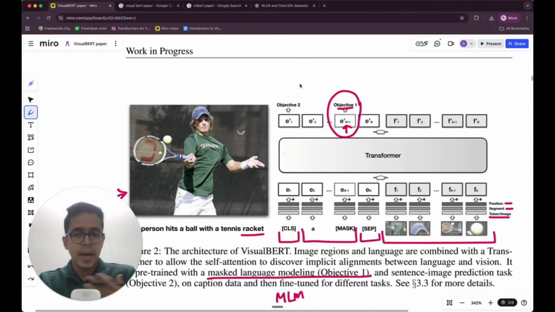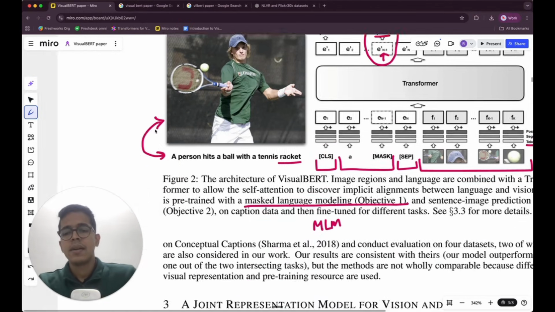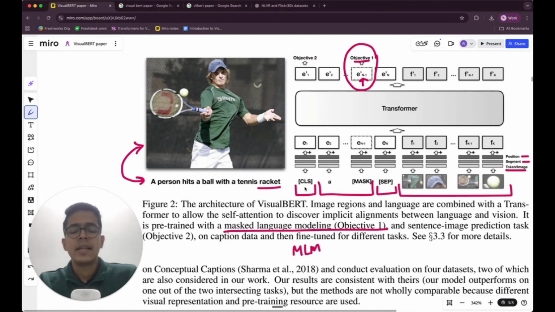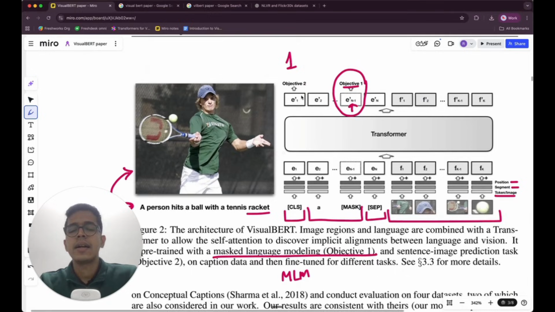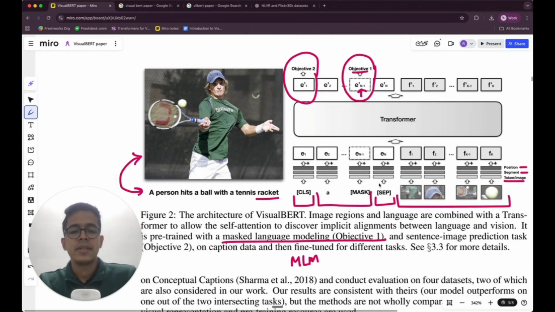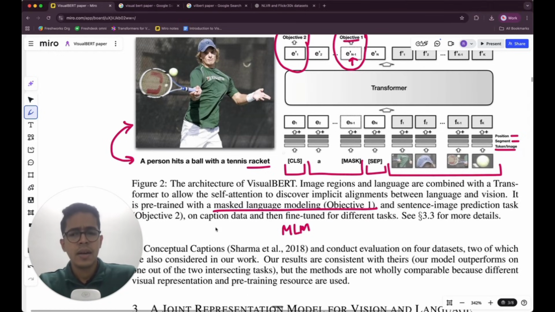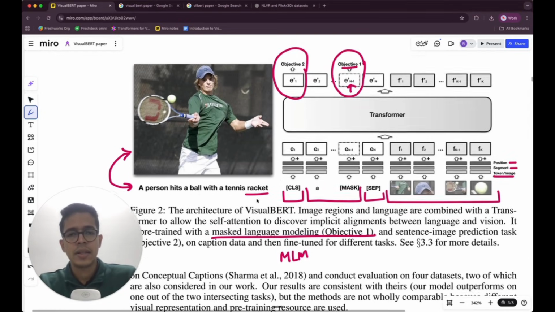Now, let's say my goal is to say whether this and this are the correct image caption pairs or the wrong image caption pairs. Then maybe my CLS token should predict 1 if they are correct image text pairs, and if they are not correct image caption pairs, it should predict 0. So you can use this CLS token's context vector for accomplishing objective 2, which is saying whether the image and the caption are related to each other or not.